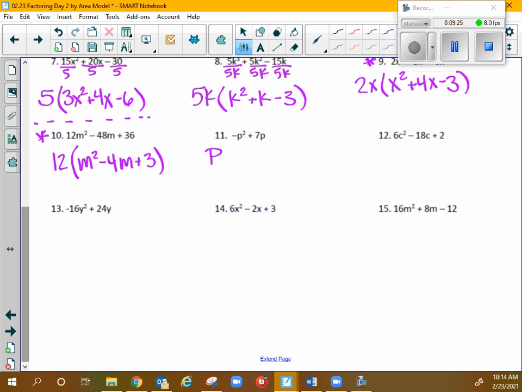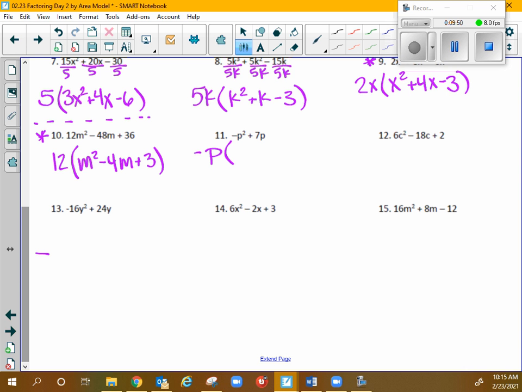The leading term is negative. That's what I was looking for. The leading term is negative. You never want your leading term to be negative. So, in a scenario like 11 or 13, the first thing that you're going to factor out is a negative. So for number 11, we're going to factor out negative p, not just p, negative p.